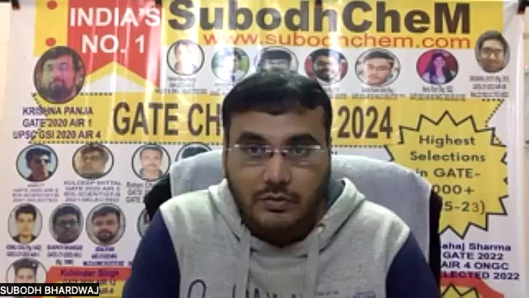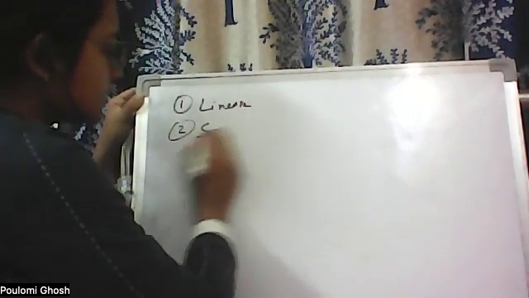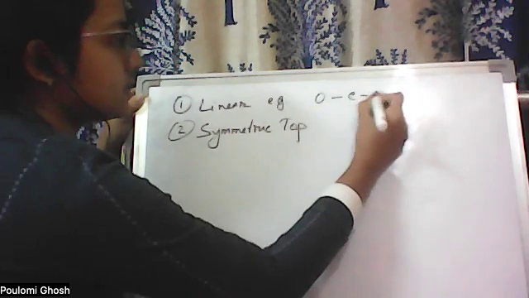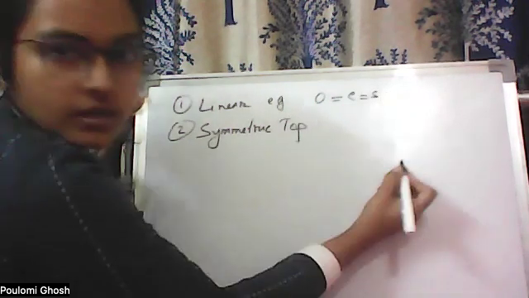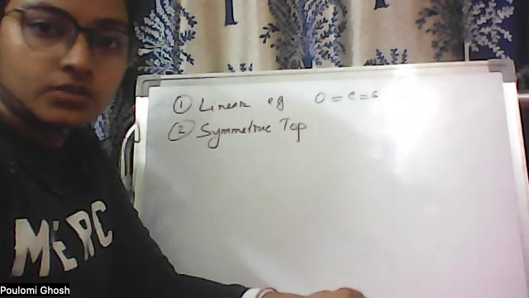One is linear. Another one is symmetric top, and in symmetric top there are 2 types. Initially, for linear, we can consider, for example, OCS. In rotational spectra we are dealing with the rotation of a molecule, and due to rotation there occurs a change in moment of inertia.